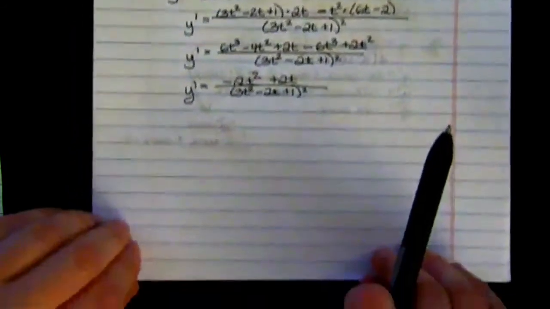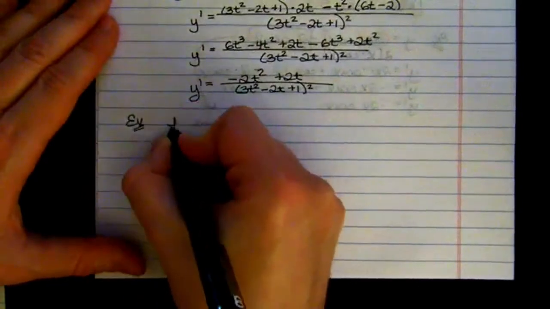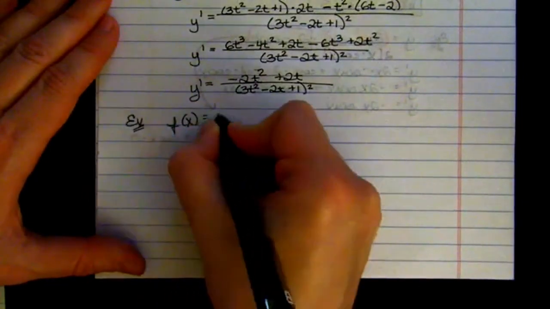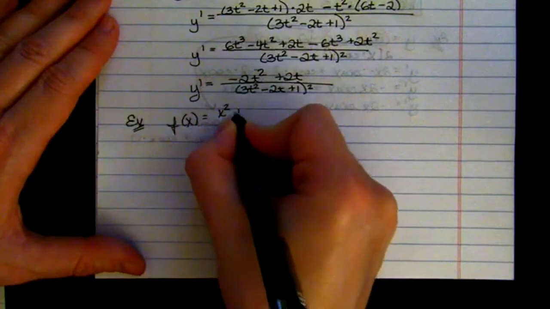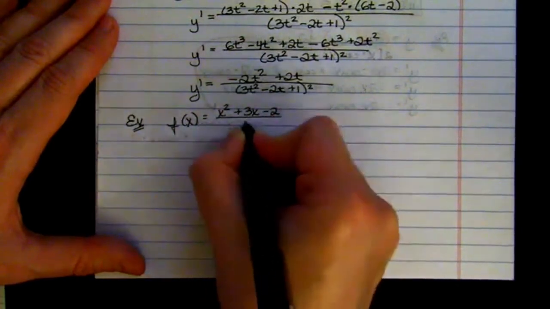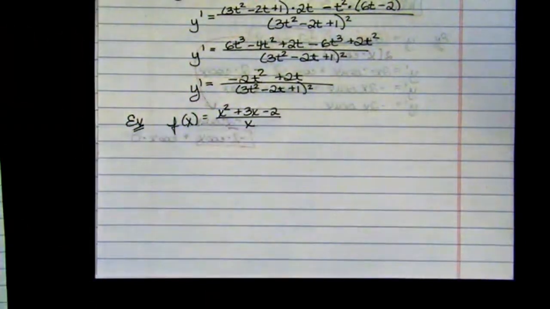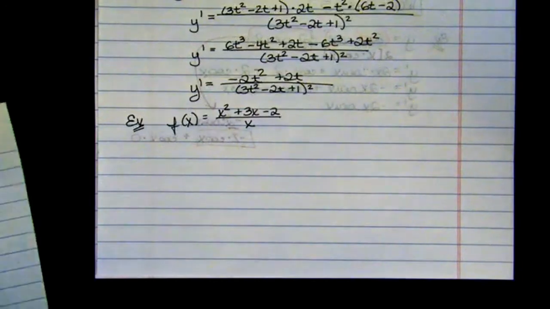Next, f of x equals x squared plus 3x minus 2 over x. I can get around using the quotient rule on this problem. How else can I find the derivative of this thing?